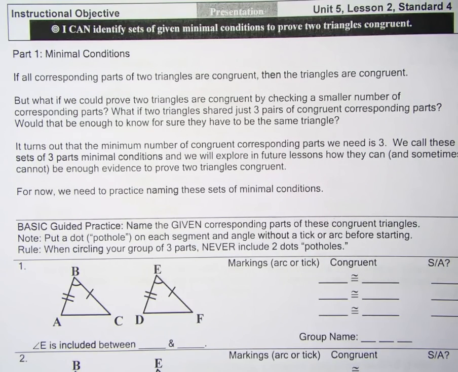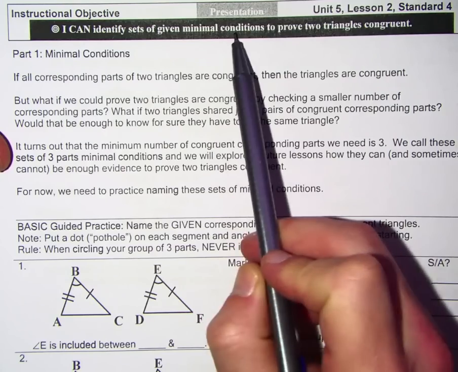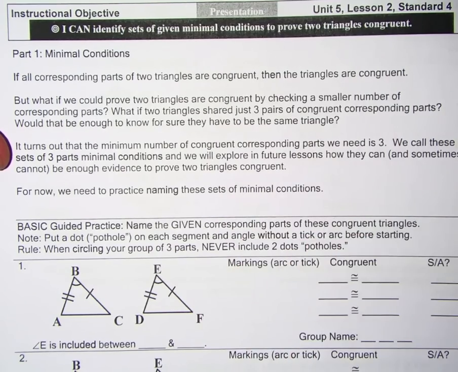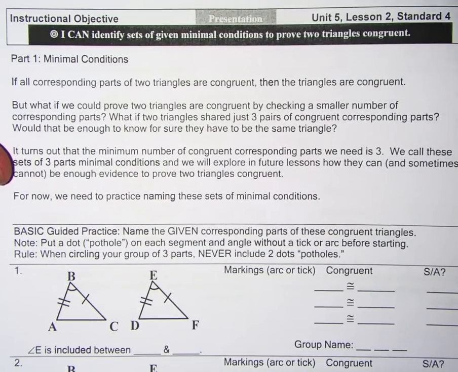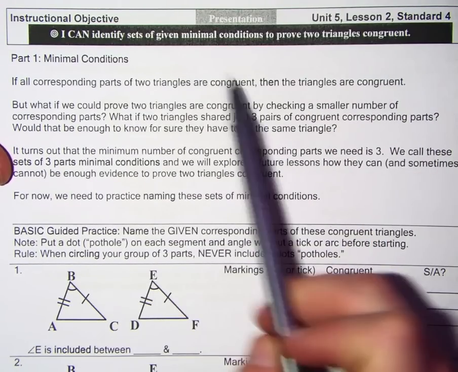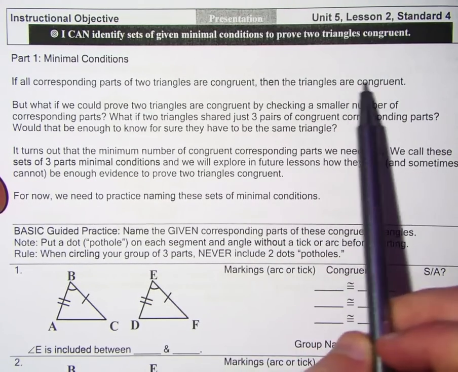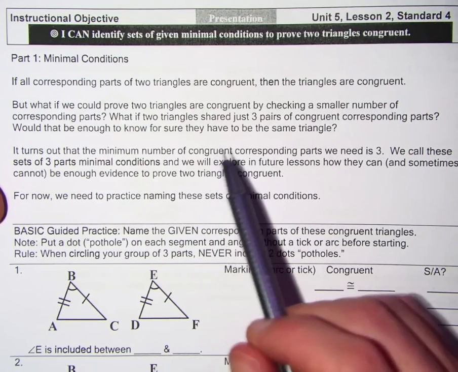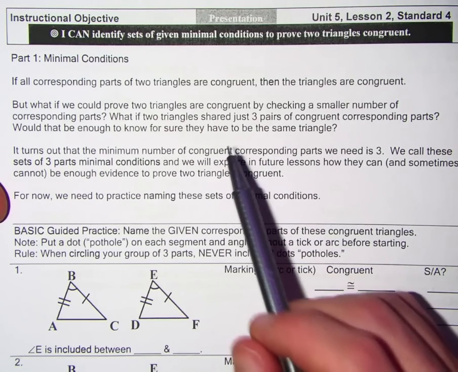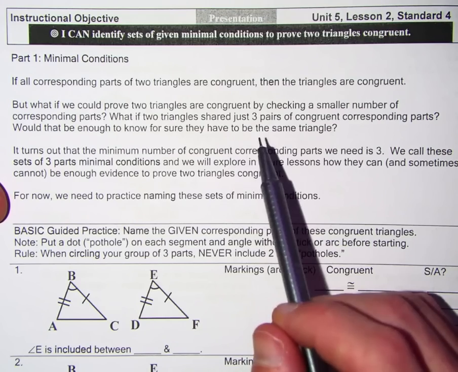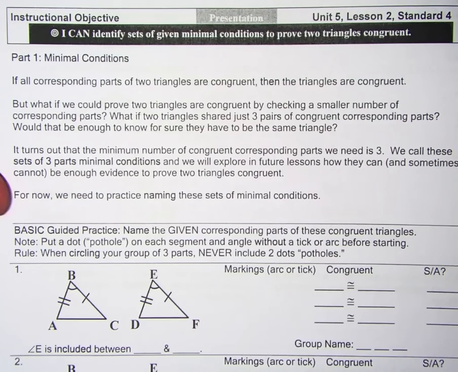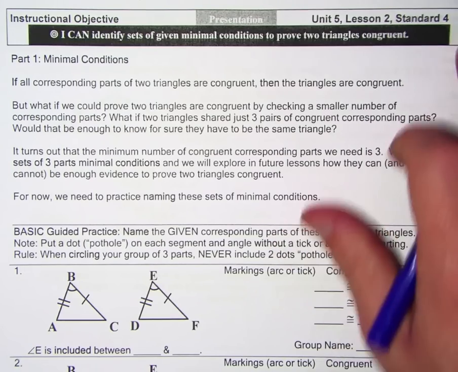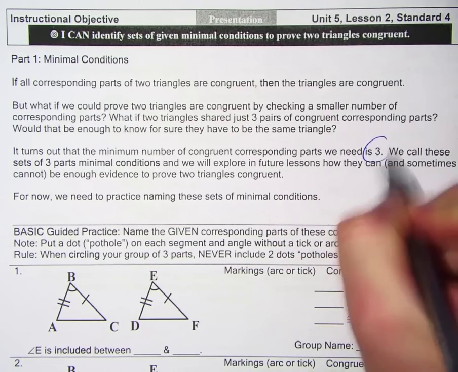I can identify sets of given minimal conditions to prove two triangles congruent. So if all the corresponding parts of two triangles are congruent, then you know the triangles have to be congruent. But what if we didn't have to look at all six parts, all three angles and all three sides, just to know that the two triangles are congruent? What happens if instead there was a minimum number instead of 6? And it turns out that 3 is that minimum number.